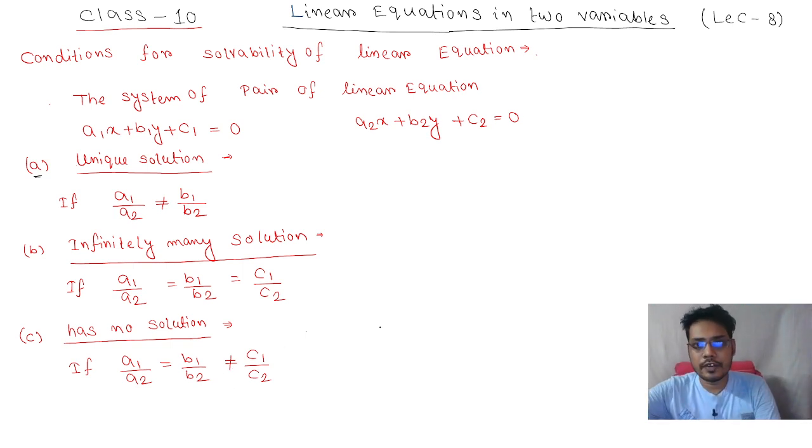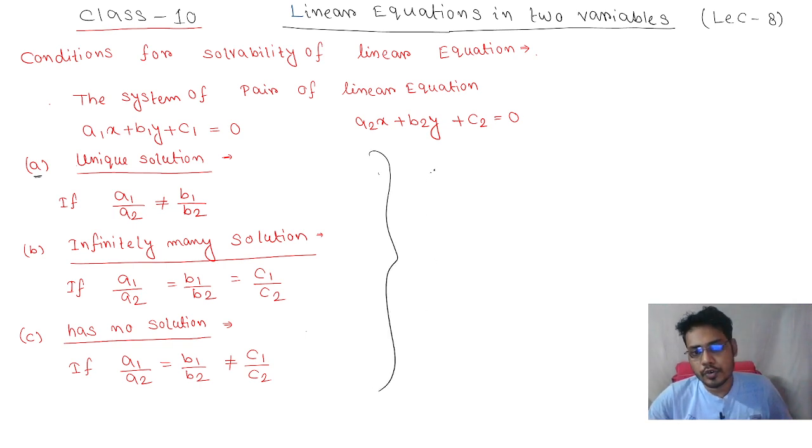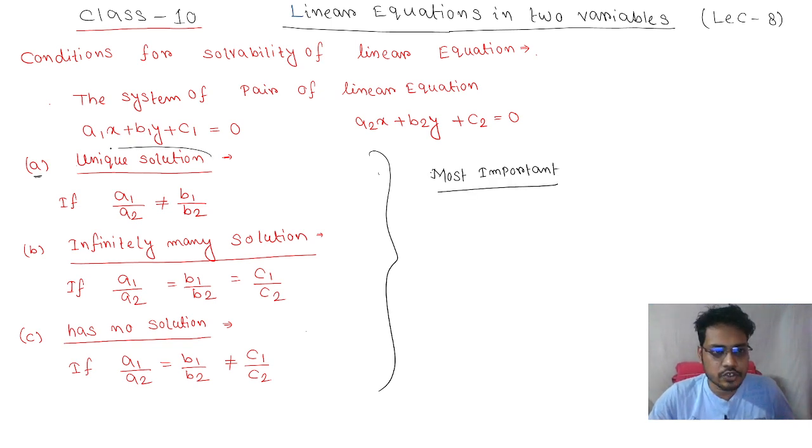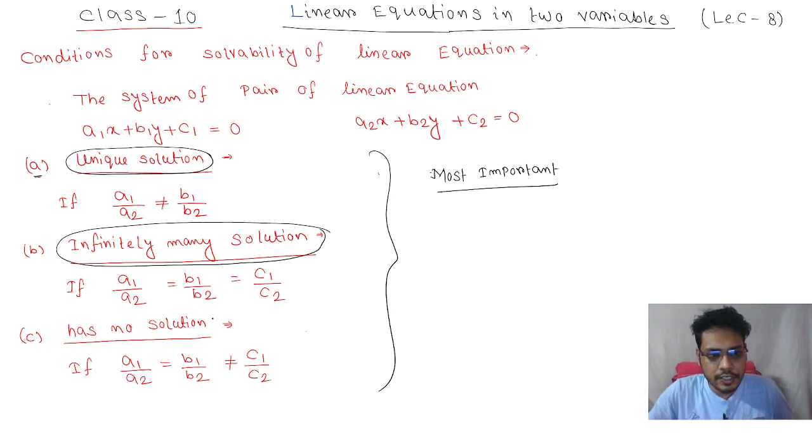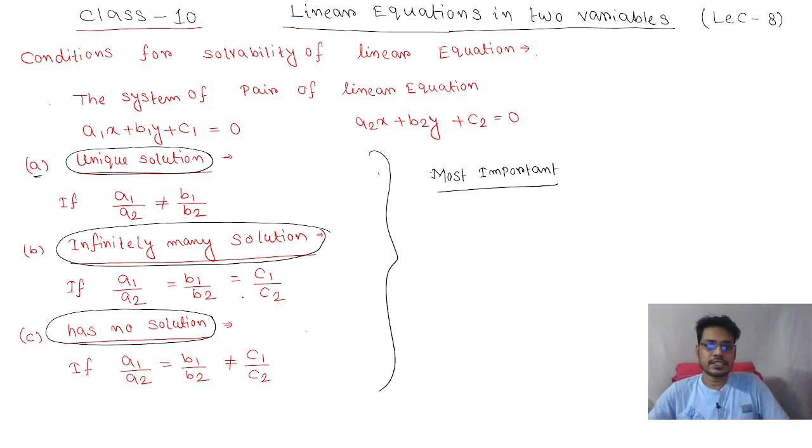So today we learned very important things. You have to keep this in mind forever. This is the most important thing; we have to copy this one. So there are three conditions: if it has a unique solution, if it has infinitely many solutions, and the third, if it has no solution. These are the conditions. This is the first criterion, this is the second criterion, and this is the third criterion.